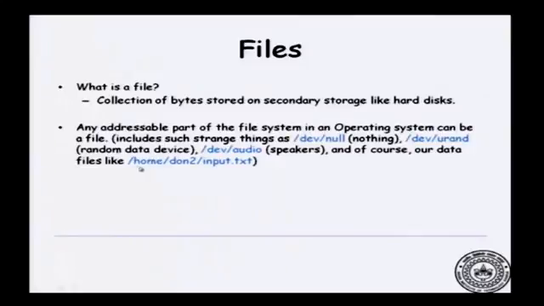For example, in your home directory, you may have /home/don2/input.txt. So, input.txt is just a collection of bytes. We will not bother with defining what a file is, but it is something that can be manipulated using the file system interface. So, you can open a file, you can read from that file, you can write into that file, you can close that file, and so on.